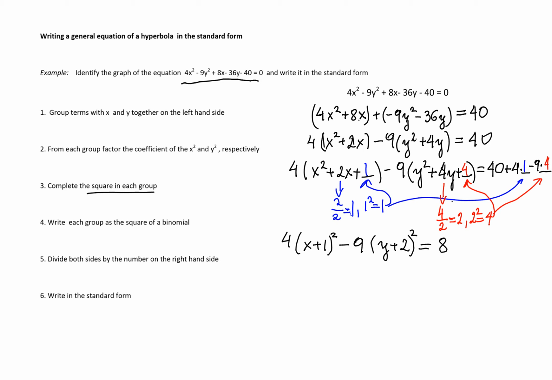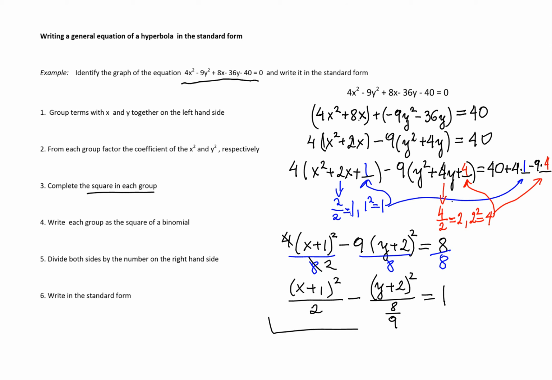Step 5 is to divide both sides of the equation, every single term, by the number on the right-hand side, which is 8, to obtain 1 on the right-hand side. After simplifying what we can, we'll get the equation x plus 1 squared over 2. Here we want just y plus 2 squared on the top, so we'll divide both the numerator and the denominator by 9. The right-hand side is going to be 1. And this is the standard equation of the hyperbola.